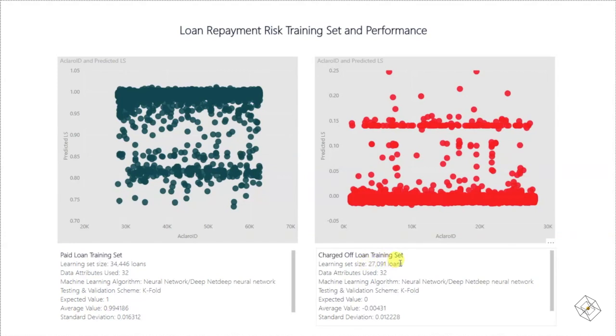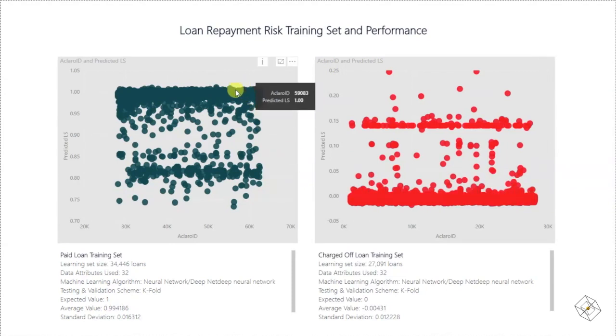The charged-off training set had 27,091 loans. The same 32 data attributes were used again. Again, a deep neural network with K-fold techniques was used. The expected value of 0 was tested with an average result of negative 0.004 and a standard deviation of 0.012.